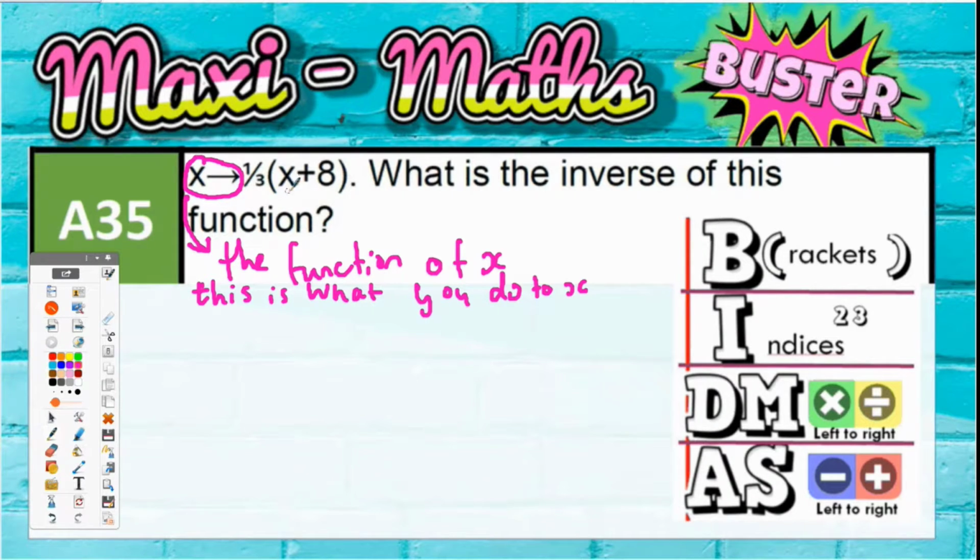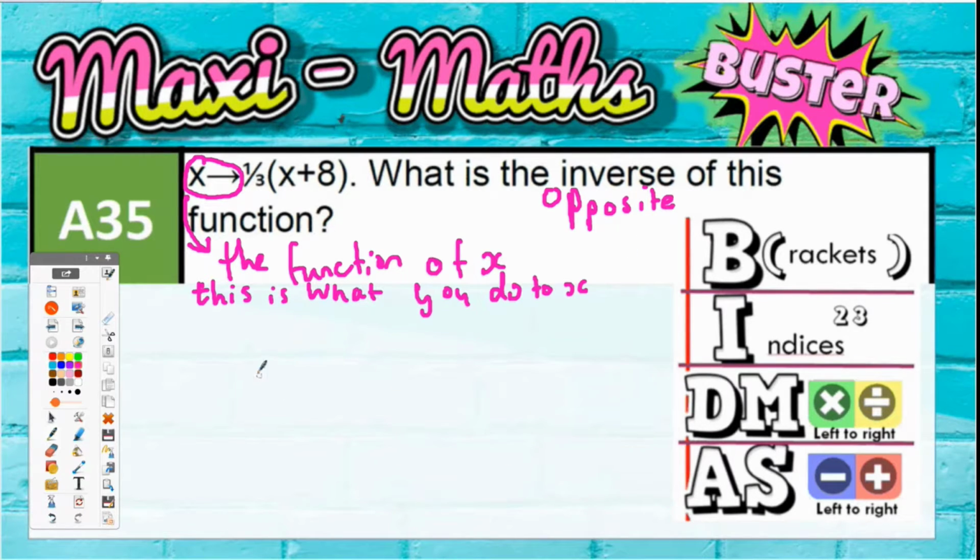You do x add 8, and then, because you've got to do that first, because that's in a bracket, brackets first, and then you find a third of it. And we've got to figure out the inverse. Inverse means opposite. So the easiest way to do this is with a number machine.